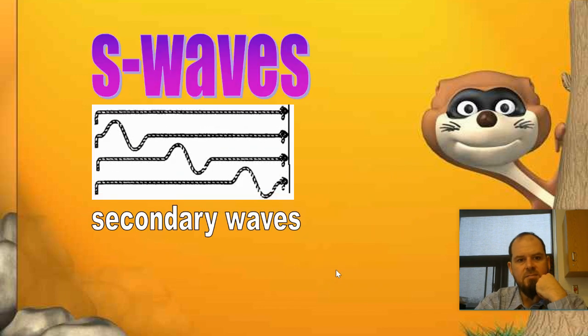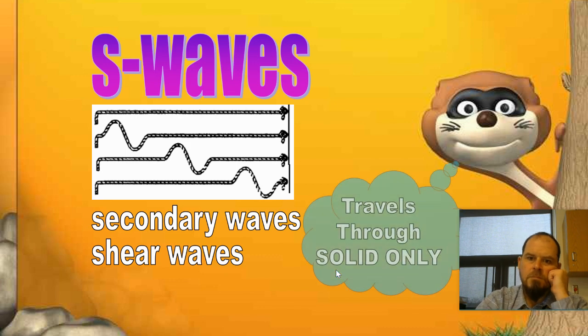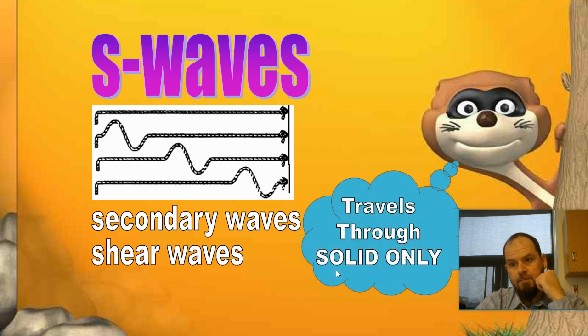S waves are more like this. These are secondary waves, or called shear waves. And notice the picture of them is different. It's more like an actual amplitude wave, right? These go through solid only. Okay.